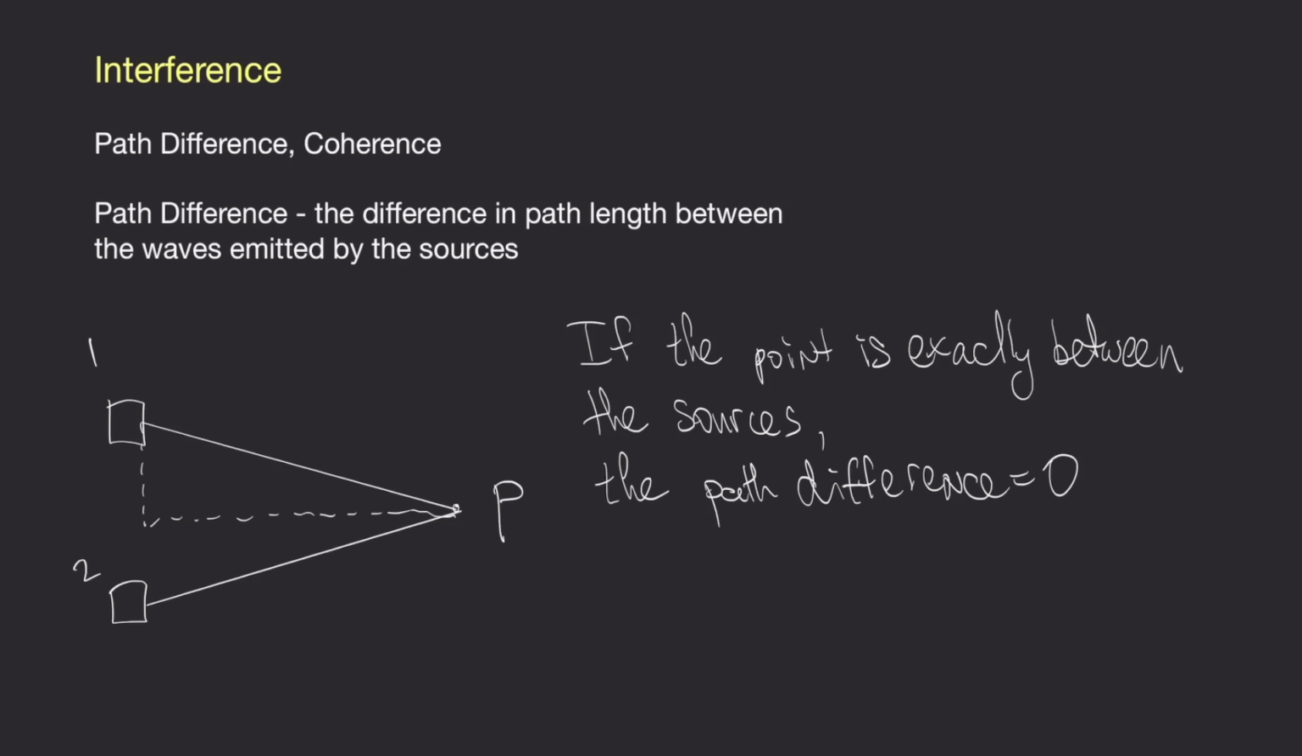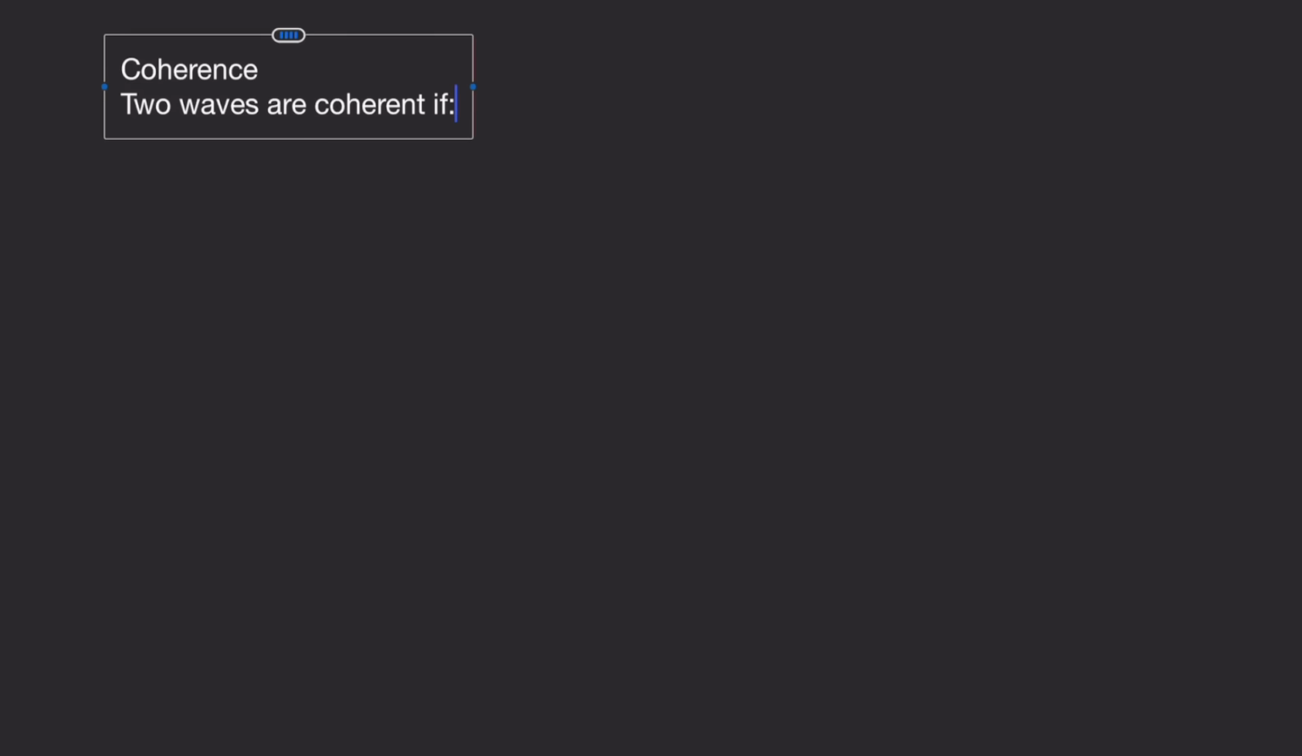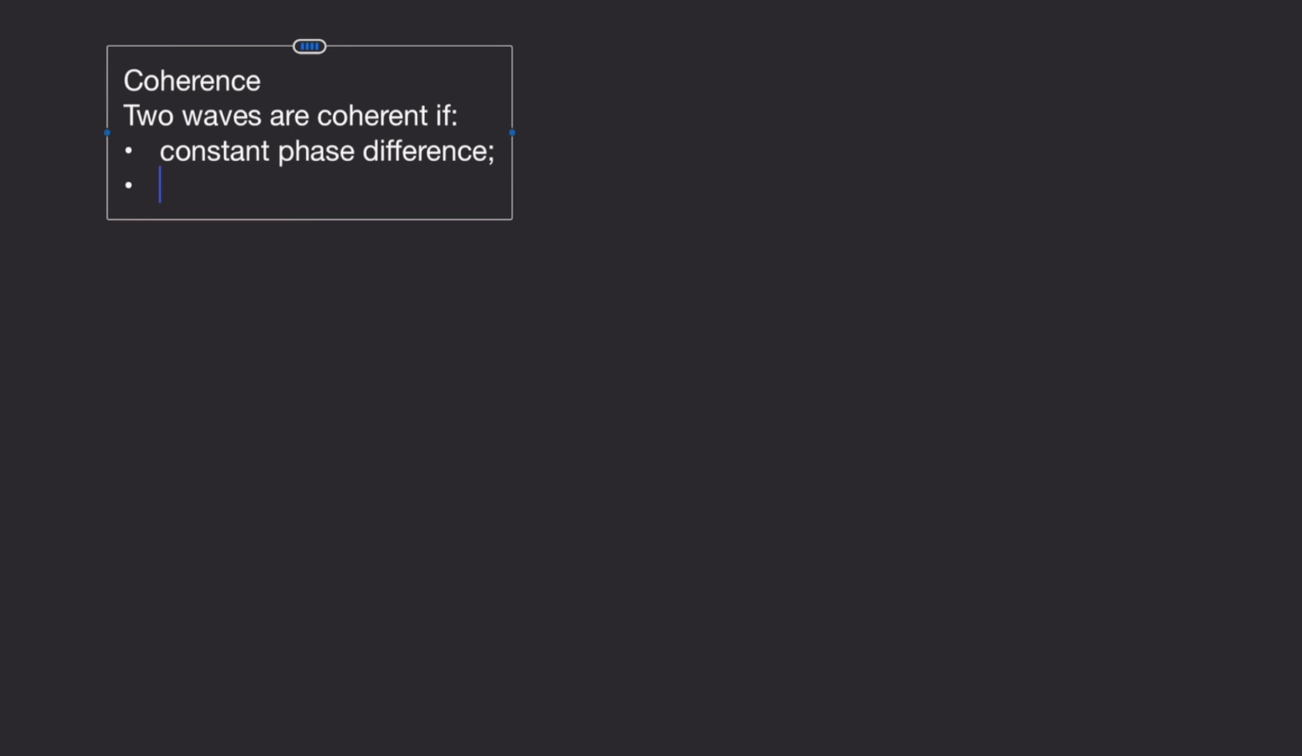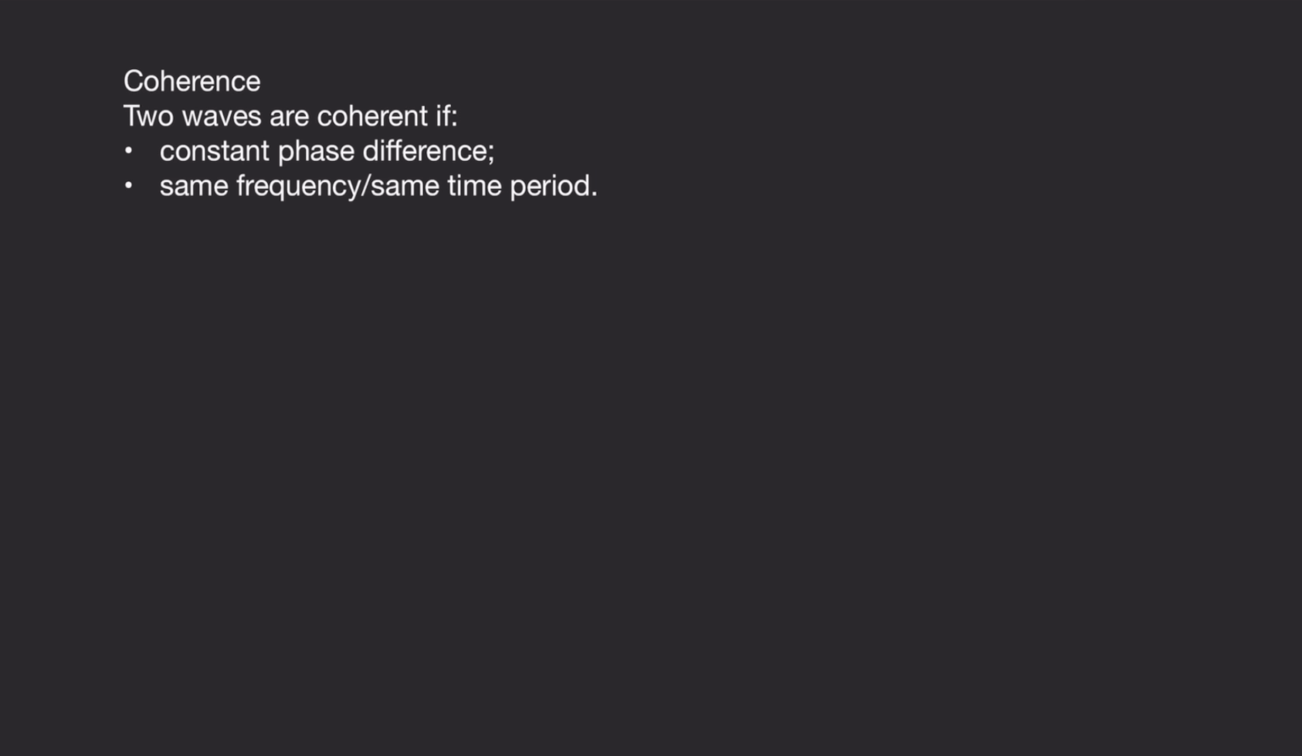Okay, now, what does coherence mean? So, two waves are defined to be coherent, and this is typically a 2 marker. The first and really important point is that they must have a constant phase difference, and the terminology is really important. The word constant is crucial. The other important aspect is that they need to have the same frequency, which is equivalent to saying that they have the same time period. Now, in practice, what does that mean? It means that the two waves do not overtake one another.